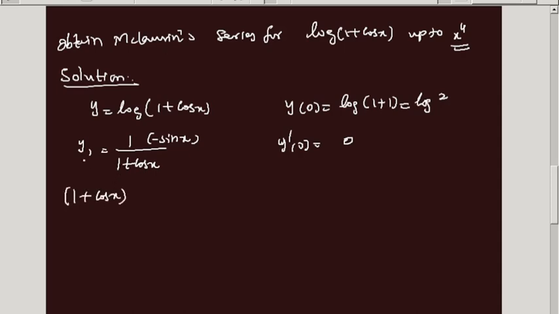So (1 plus cos x) into y1 minus sin x equal to 0, or we can write it as (1 plus cos x) y1 equals sin x. Here differentiate this one. We apply the multiplication rule: (1 plus cos x) into y2, plus y1 into the derivative of (1 plus cos x), which is minus sin x, equal to the derivative of sin x, which is cos x.